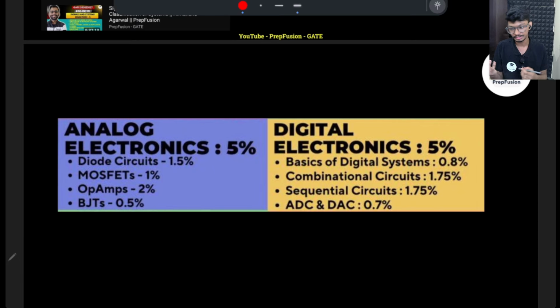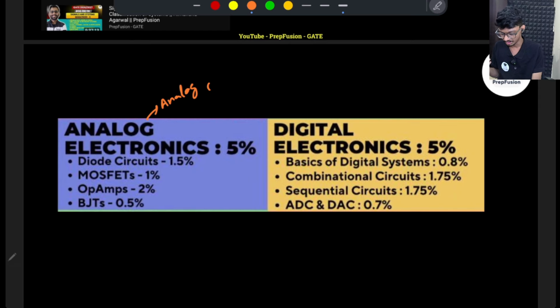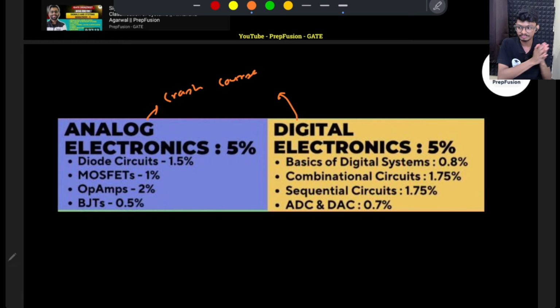So what I will recommend, you cover both analog and digital from any crash course, right? In YouTube, you will find many crash courses. You can just search whatever educator you are comfortable with. Of course, covering it comprehensively is always better. But if you are running late in time, you can cover them from a crash course. There is no problem. Cover the crash course and then solve the GATE PYQs.